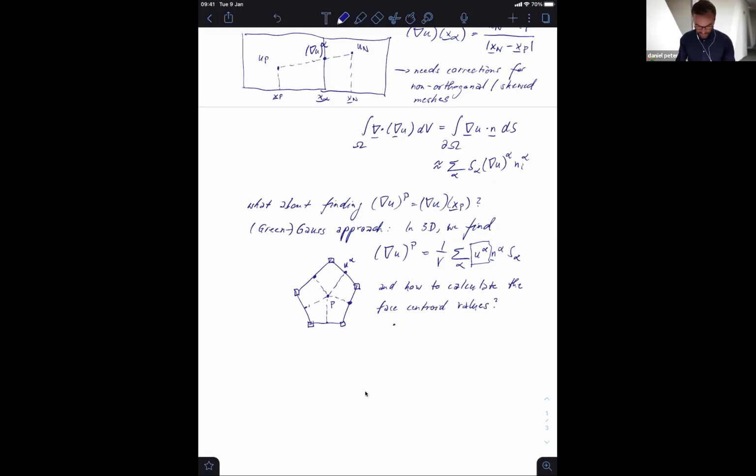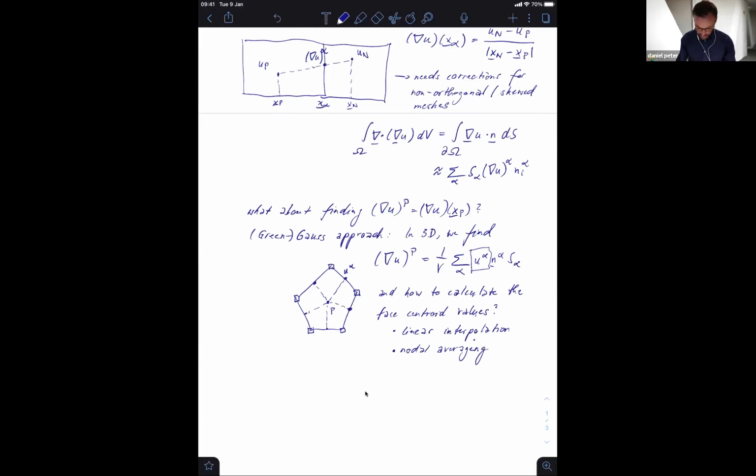So for the schemes to calculate these phase centroid values, one could use linear interpolation. And there is also the nodal, that's the one with the corner points. Nodal average, for example, or averaging, in order to get to these.